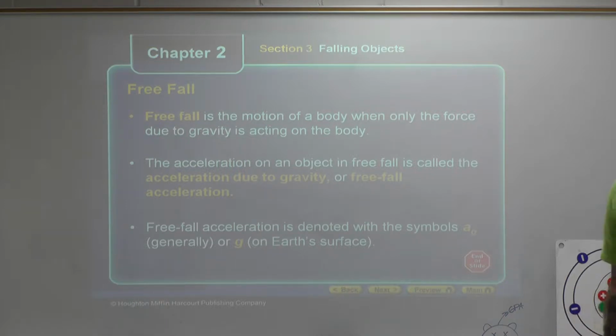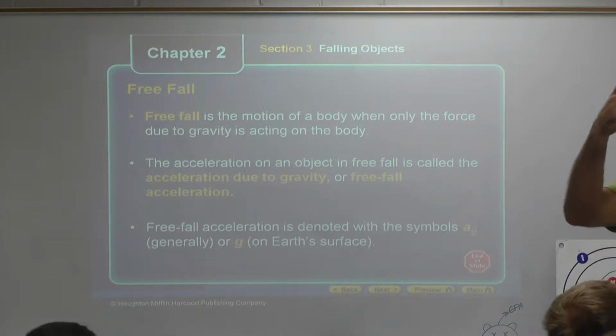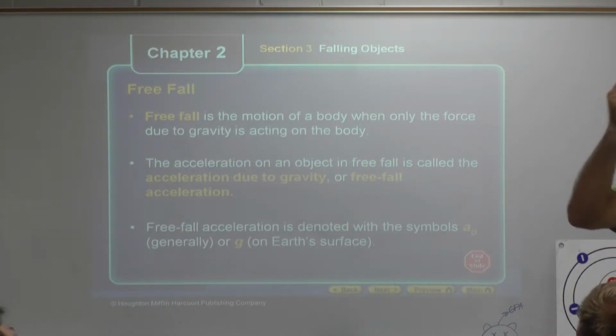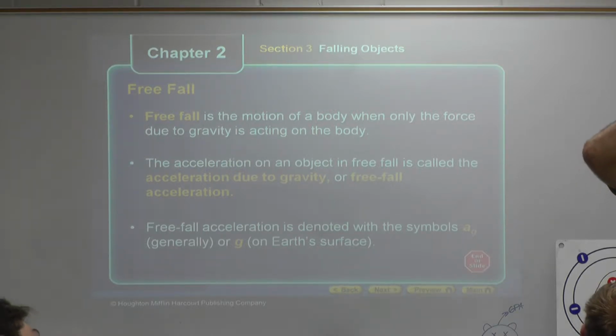If I were to drop a feather and a brick right now, which one would fall faster? The brick would, but that's only because of air resistance. If you take out the air resistance and you drop a brick and a feather, they will hit the ground at the exact same time.